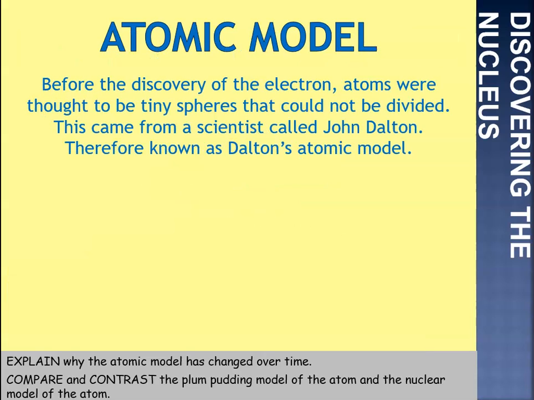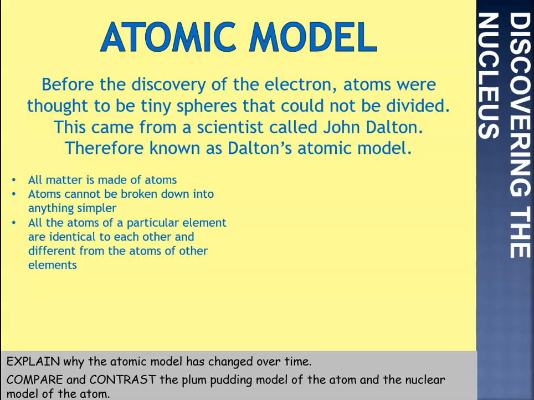So on to today's lesson, the atomic model. Now, before we discovered electrons, atoms were thought to be really tiny spheres that couldn't be divided up. This theory came from a scientist called John Dalton, and so it became known as Dalton's atomic model. This is what he stated: all matter is made of atoms. Atoms cannot be broken down into anything simpler, and all the atoms of a particular element are identical to each other, and different from the atoms of other elements.